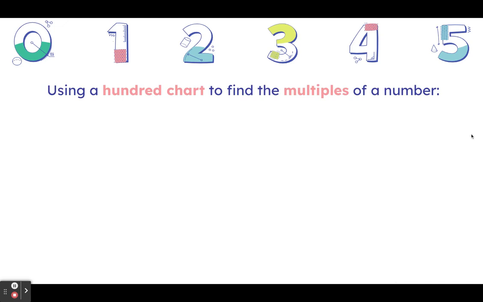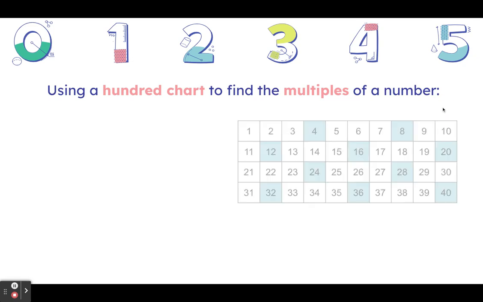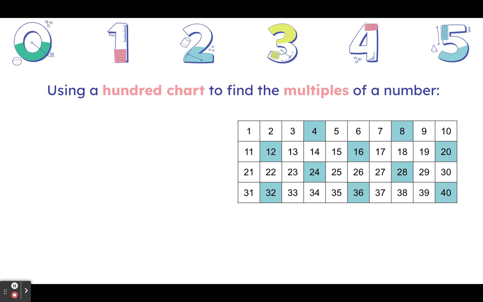How can we use a hundreds chart to find the multiples of a number? Well, let's say I wanted to find the multiples of 4. I can take a hundreds chart, and this chart doesn't fully go all the way to 100. I just stopped at 40 for the purposes of this video. But I can take a hundreds chart and then use a highlighter or a light color to shade in all of the multiples of that number.